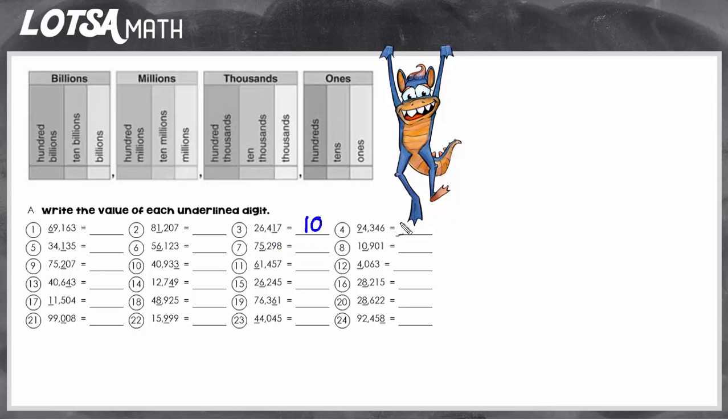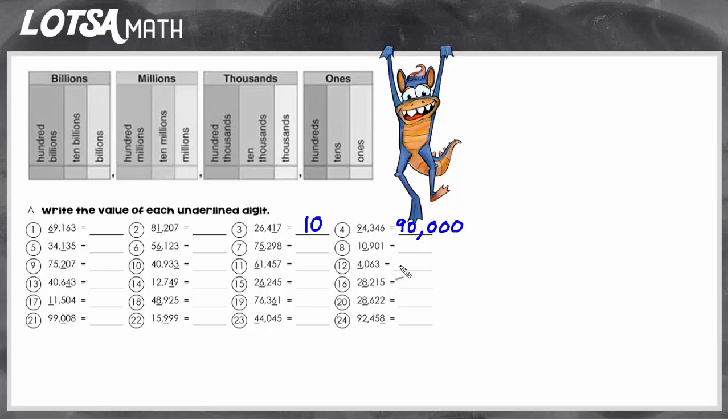So let's look at number 4. We have a 9, but it's not actually worth 9, it's worth a whole lot more because it's in a bigger place value. So let's find out what place value it's in. You can look at a place values chart if you're not sure. So it's the 5th one to the right, so 1, 2, 3, 4, 5. It's in the 10,000s place. So if we have a 9 in the 10,000s place, that means we have 9 10,000s, or 90,000.